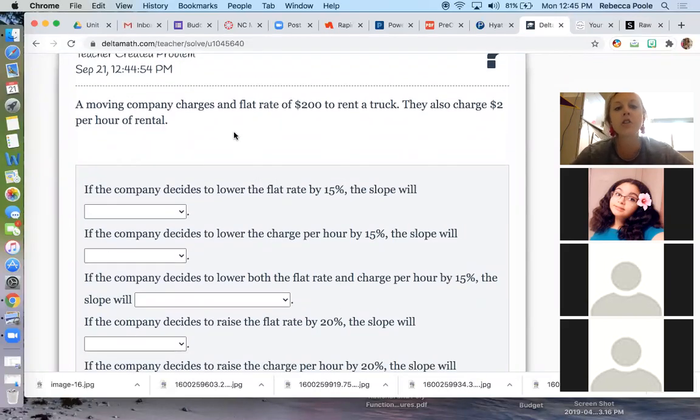A moving company charges a flat rate of $200 to rent a truck. They also charge $2 per hour of rental. So listen, if the company decides to lower the flat rate, the slope will do what? So this is what I'm going to ask y'all. I'm going to draw a picture real quick.